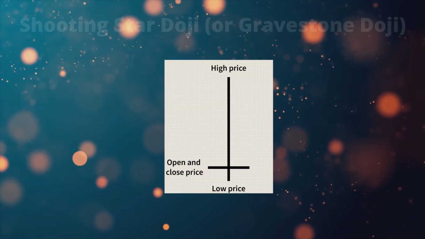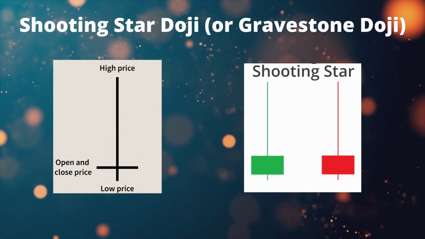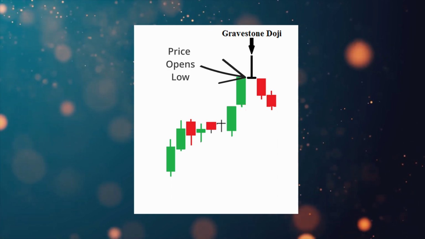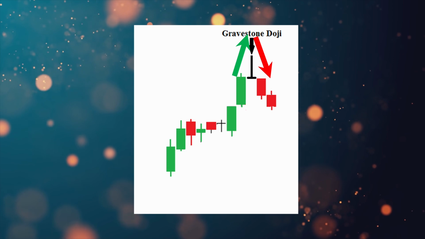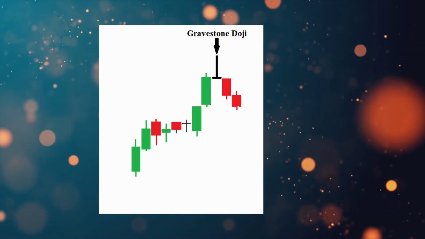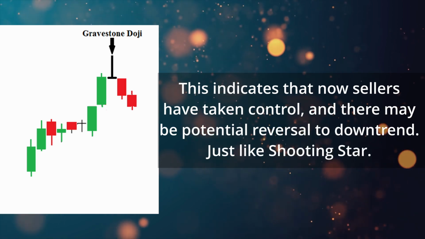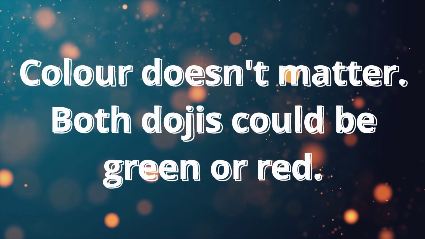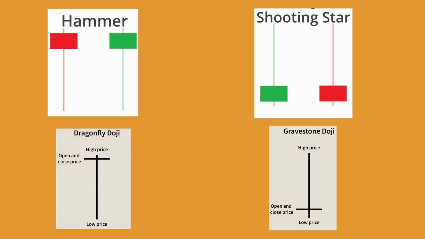Similarly, the Shooting Star Doji is a bearish reversal pattern that looks like the shooting star pattern, but with a small real body. This pattern is formed when the price opens high, rises significantly during the trading session, but then falls back down and closes at or near the opening price. The Shooting Star Doji suggests that sellers have taken control and there may be a potential reversal to a downtrend. Here also color doesn't matter. Dragonfly Doji and Shooting Star Doji could be of any color. These are the four most powerful single candlestick reversal patterns on a chart.